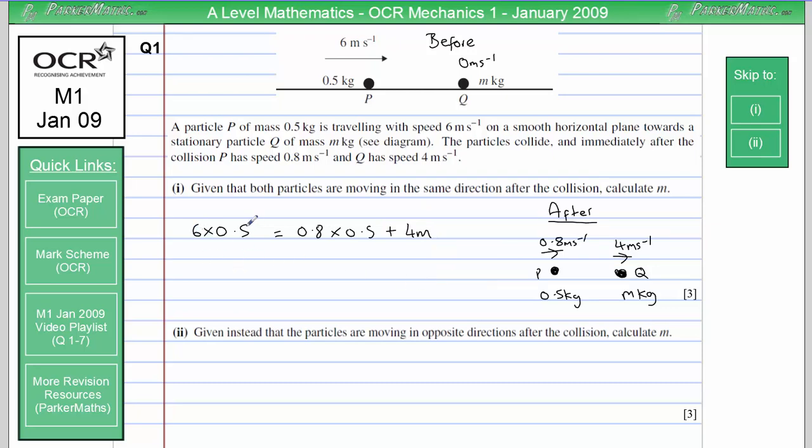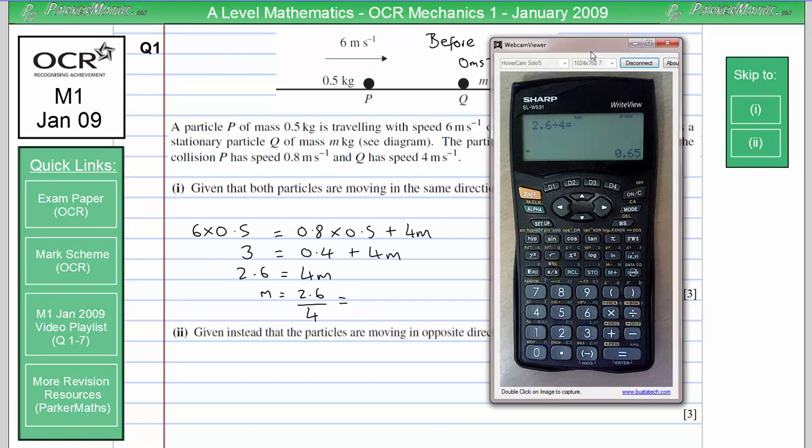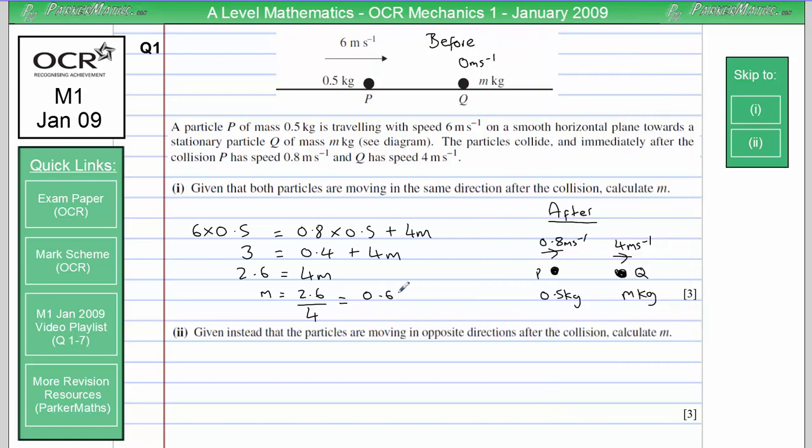So let's simplify everything. 6 times 0.5, that's a half of 6, which is 3. 0.8 times 0.5, half of 0.8 is 0.4, and we'll leave the plus 4m as it is. Let's subtract 0.4 from both sides. We get 2.6 equals 4m. So to get m, I need to do 2.6 divided by 4, which is 0.65. So the mass of particle Q is 0.65.